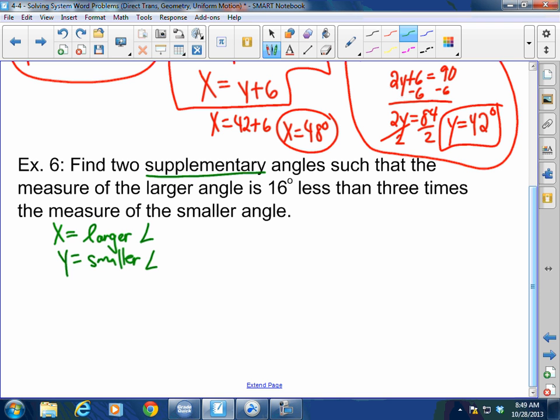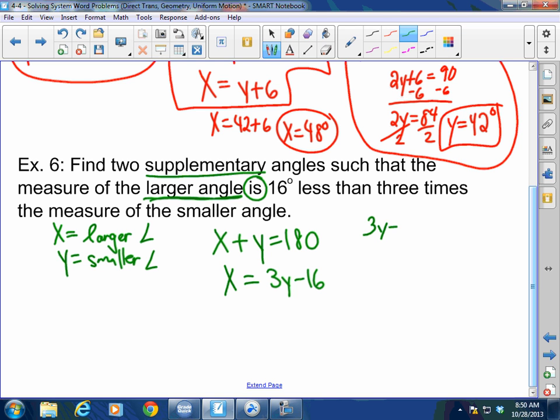So I know they're supplementary. So that means the larger angle plus the smaller angle must equal 180 degrees. And I know that the larger angle, which we defined as x, equals 16 degrees less than 3 times the measure of the smaller angle. So that's 3y minus 16. Now, I'm going to go ahead and solve by substitution. I'm going to plug in that 3y minus 16 for the x value, plus y equals 180. So I've got 4y minus 16 equals 180.